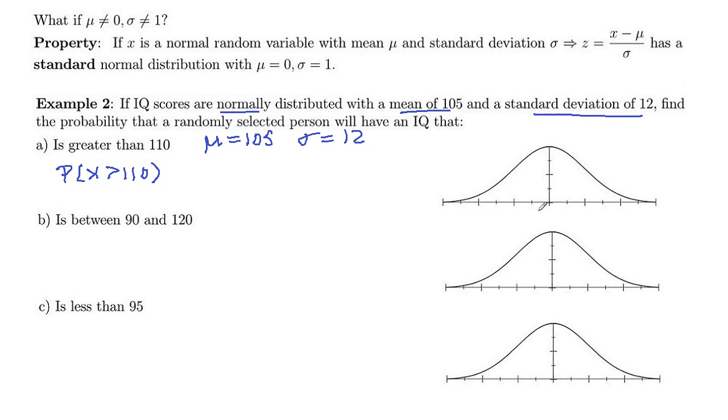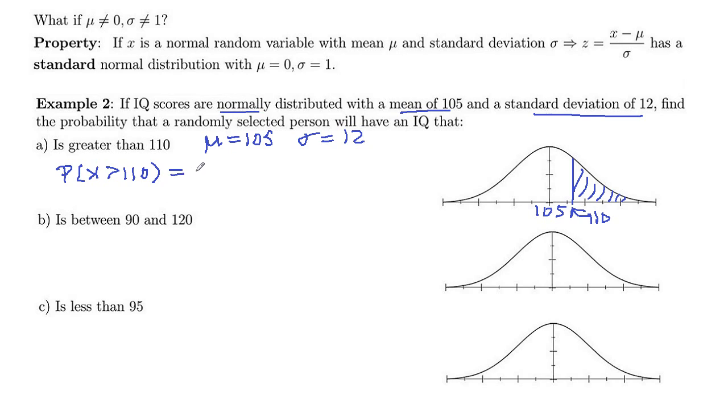So on the distribution, we've got a mean of 105 in the middle, and then we would add 12 three times, subtract 12 three times. That's the spread of the distribution. We want to know the probability x is greater than 110. So 110 is to the right of 105. Let's say it's right here. So that is 110. And so the probability that x is greater than 110 is going to be the right area right there.